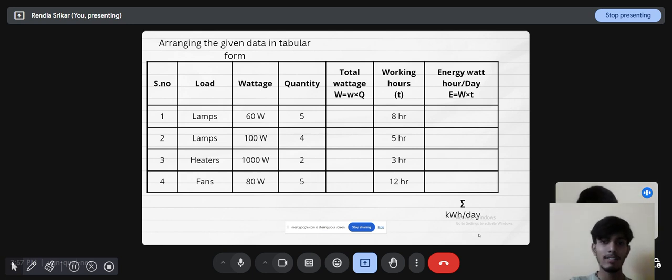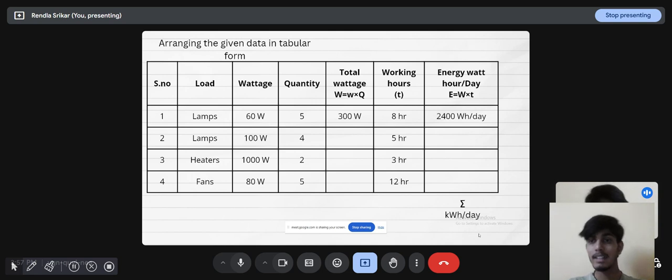The total wattage can be obtained by the product of quantity and wattage. Here, in the first case, we have lamps, which are 5 in number, and the wattage specified is 60 watts. So the total wattage will be 60 into 5, that is 300 watts.